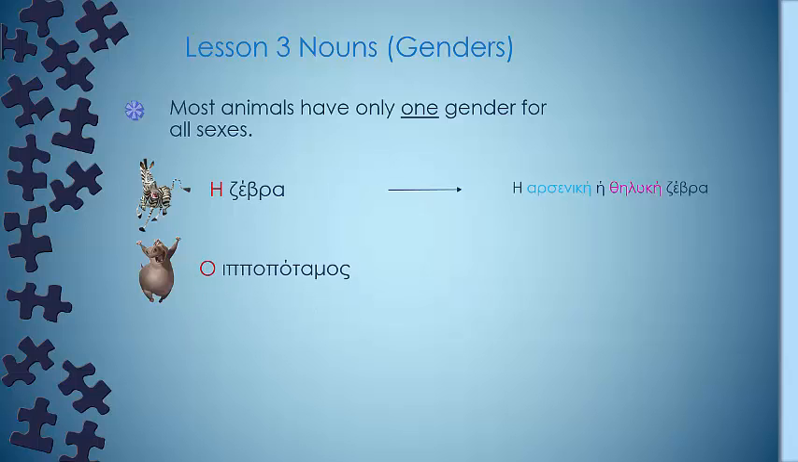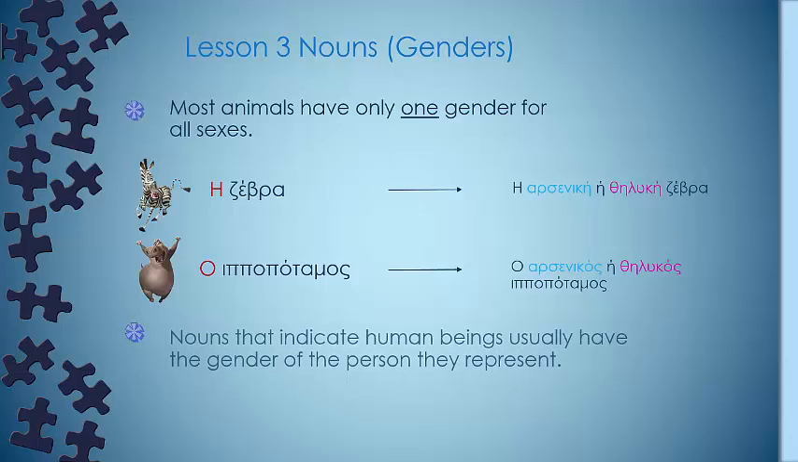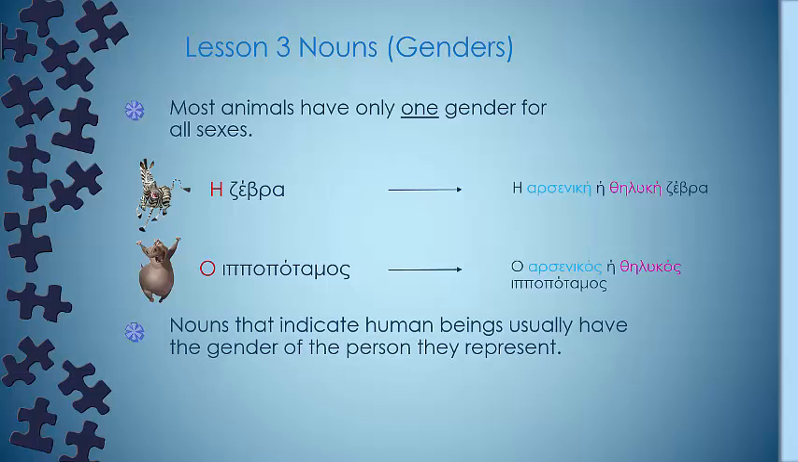Same goes with ο ιππόπόταμος, which is the hippo, and grammatically all hippos are male in Greek. And I also have to indicate that a hippo is a male or a female. Ο αρσενικός ή θηλυκός ιππόπόταμος.